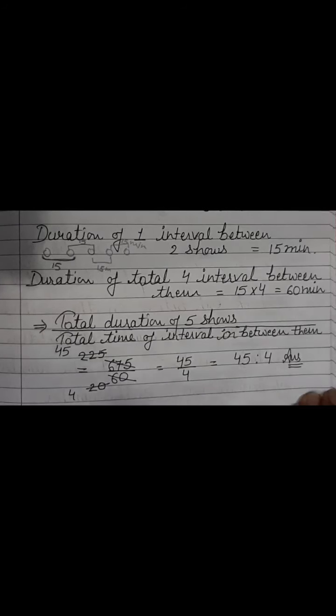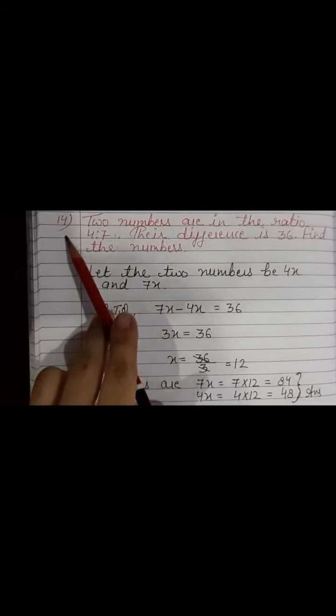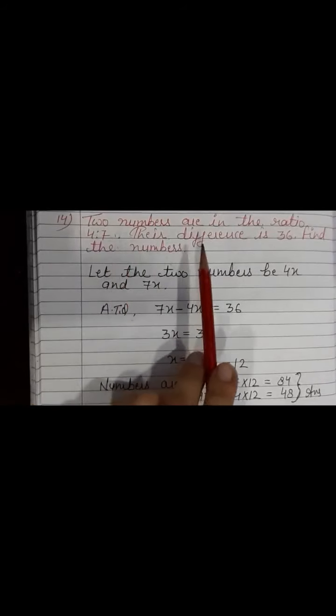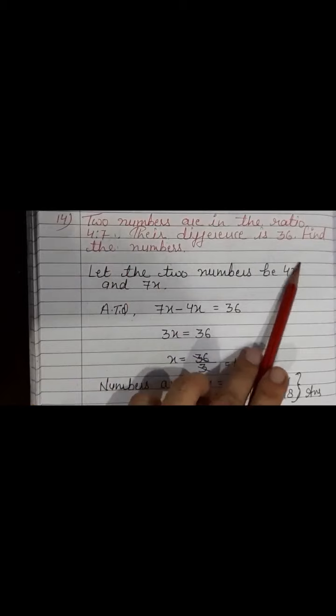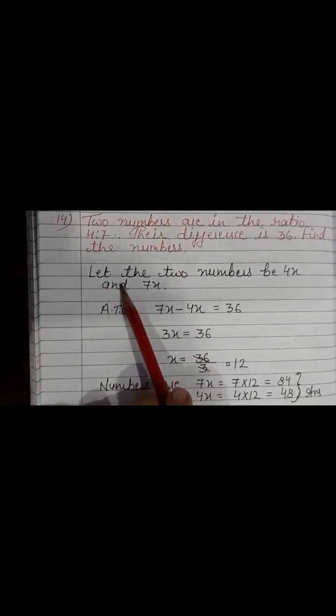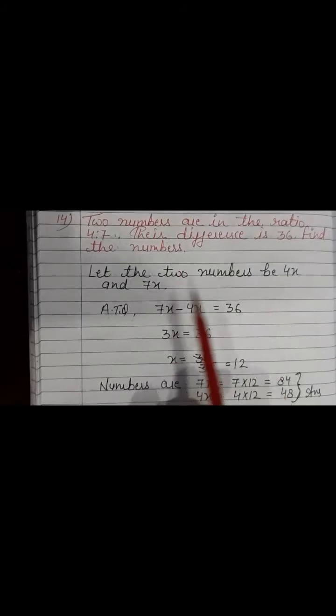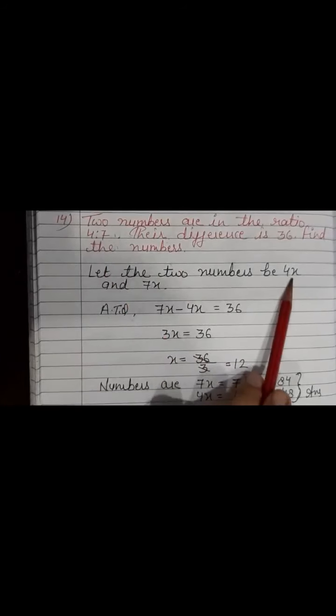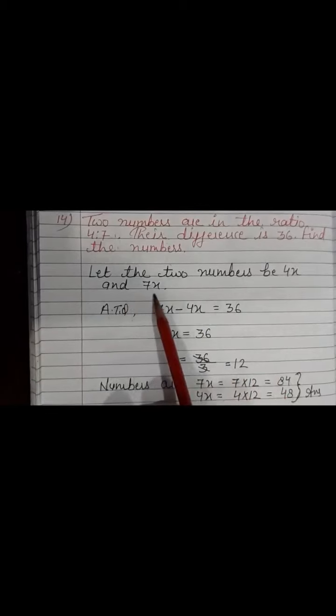Is it clear? Sum number 14. Two numbers are in the ratio 4 is to 7. Their difference is 36. Find the numbers. So let the two numbers be 4x and 7x. When we write in separate form, we will write 4x and 7x.